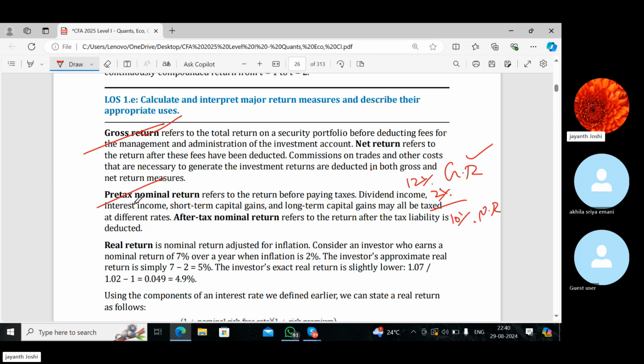Then I get net returns, but I need to pay taxes of 30%. So I need to deduct, 1 minus 0.30, so I will take 70% of this. So 7% is my post tax return. This is my net return before paying taxes. After I pay the taxes, I get the after tax nominal return. And you know what is nominal return, right? Nominal return is a return which has the inflation factor in it.